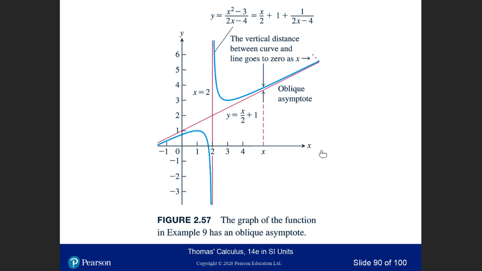Now that's another one. Here we have x squared minus 3 divided by 2x minus 4. As you can see, the numerator polynomial degree is 1 greater than the denominator. In this case, I can make a polynomial division. I divide x squared minus 3 by 2x minus 4. What I get is x over 2 plus 1, plus 1 over 2x minus 4. So these are the same expressions.